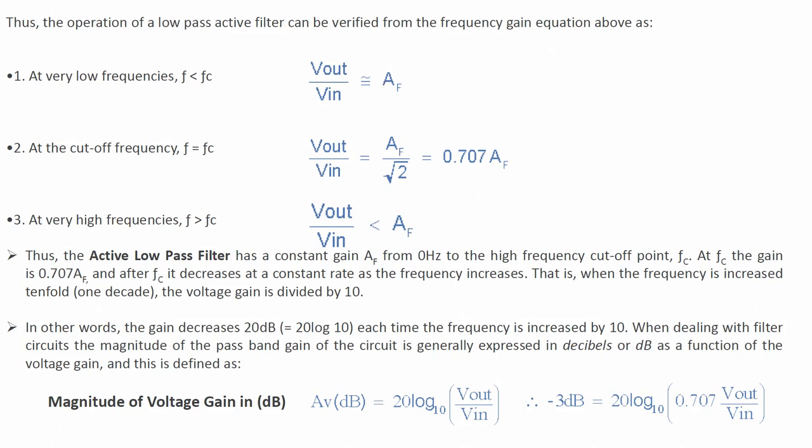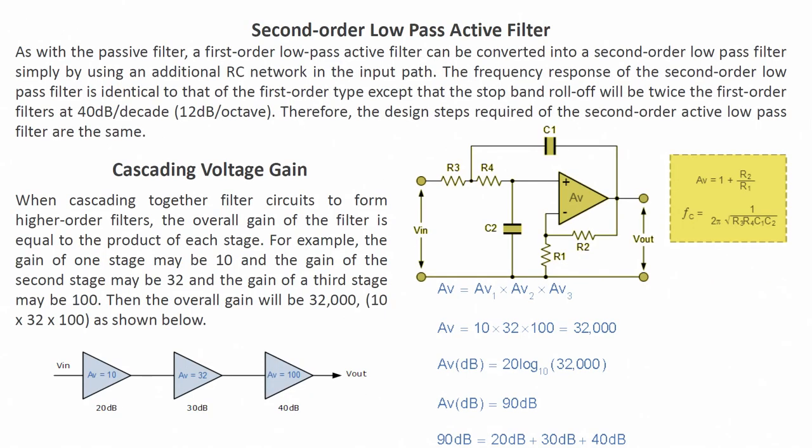And the magnitude of voltage gain here, if it is in dB, then 20 log 10 V out by V in, that is minus 3 dB, equals 20 log 10 of 0.707 V out by V in.